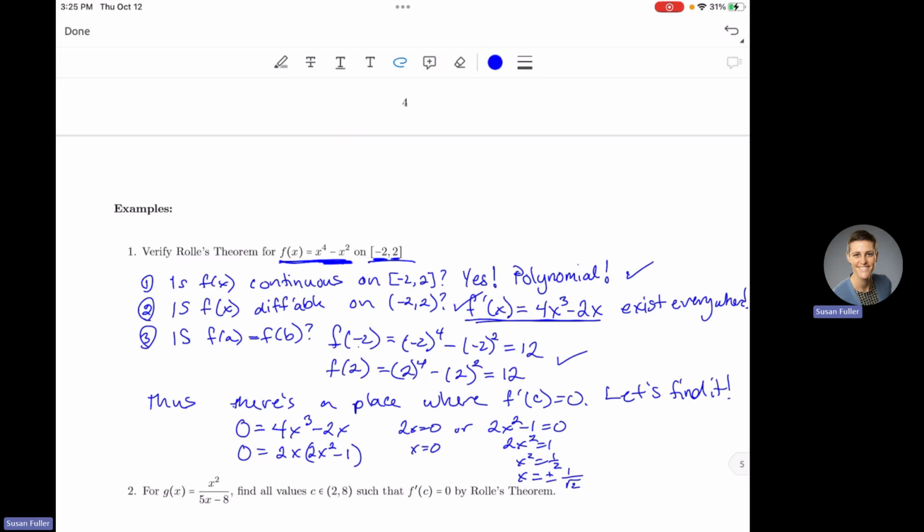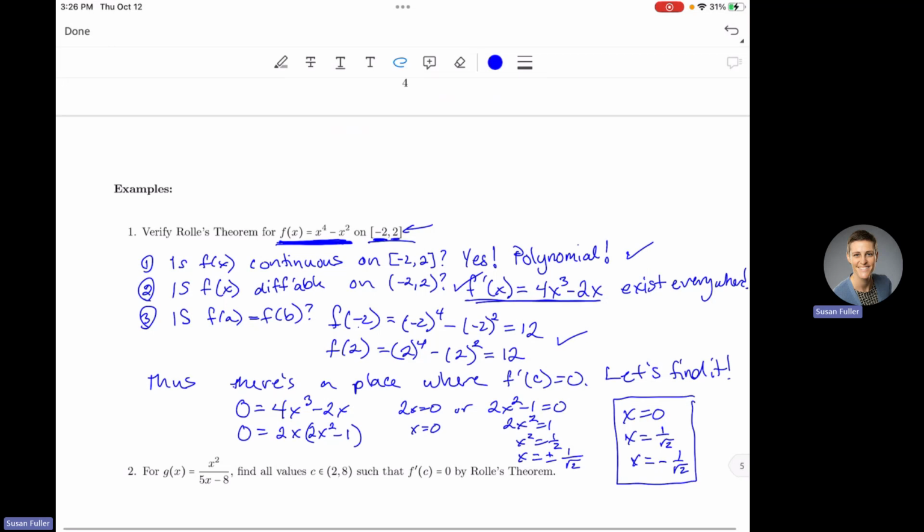So we actually have 3 places from -2 to 2 where our derivative is equal to 0, because 0, 1 over root 2, and -1 over root 2 are all in this interval. So we're going to keep all of them. So our c values are x equals 0, x equals 1 over root 2, x equals -1 over root 2. Those are all of the places guaranteed by Rolle's theorem. We've got 3 c values there.